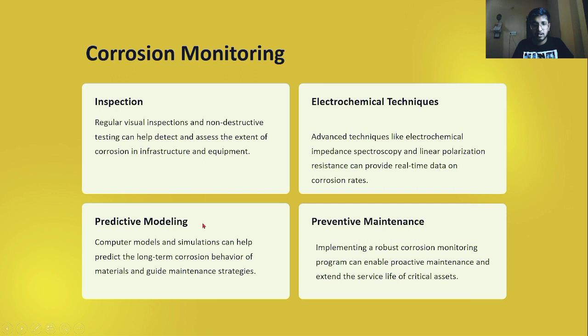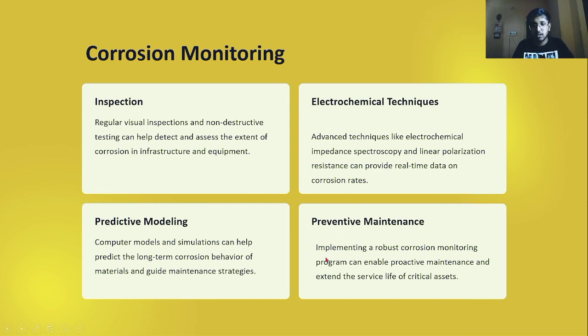Next, we have predictive modeling. Computer models and simulations can help predict the long-term corrosion behavior of materials and guide maintenance strategies. So basically, computers nowadays can predict certain things in a most accurate way, which humans can hardly think of. It can also predict, for example, iron which is mixed with another material. It will basically see how many months or days it can sustain without a protective layer, or without galvanization, without getting corroded.